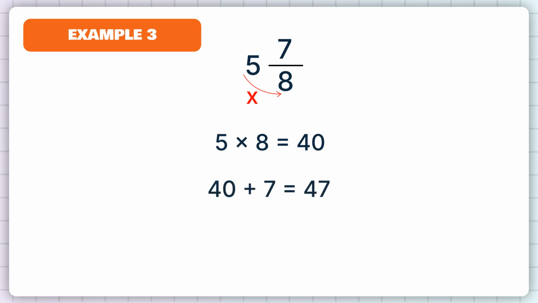Consider the mixed number 5 7/8. To convert this to an improper fraction, we first multiply the whole number by the denominator. 5 times 8 equals 40. We then add this to the numerator. 40 plus 7 equals 47. Finally, place this result over the original denominator. Thus, 5 7/8 equals 47/8.